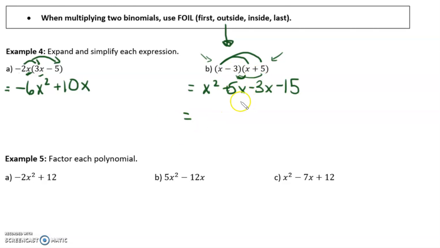Okay, when we're at this point, all we want to do is add these two terms inside the bracket. So I bring down the x squared. I mean, you can bring down the -15, but then this middle term changes to 2x.